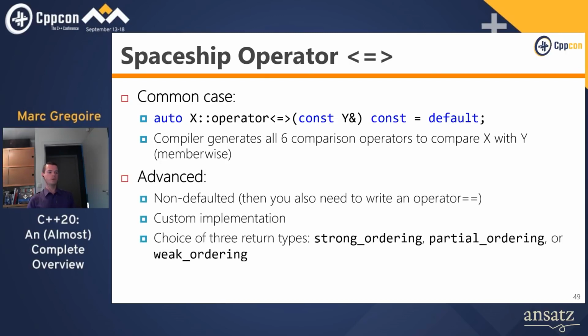Of course, you cannot always let the compiler do the member-wise comparison. In that case, you should implement the spaceship operator yourself, which means it won't be defaulted, which means you also need to write your own operator equal. And if you write your own, you have a choice of 3 kinds of return types. You have a strong ordering, partial ordering, and weak ordering. Not going into all the details here what the difference is between them.